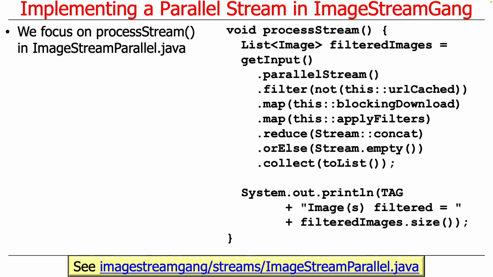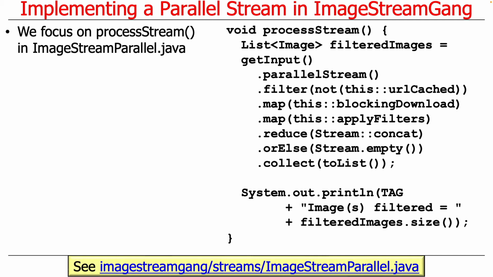So we're going to focus on a hook method called processStream, which is initially defined in the StreamGang superclass, then refined in the ImageStreamGang class, and then ultimately overridden and customized for each of the different implementation strategies. Here, of course, we're focusing on the parallel stream strategy implementation of the processStream hook method. And this hook method is automatically called back by the framework.